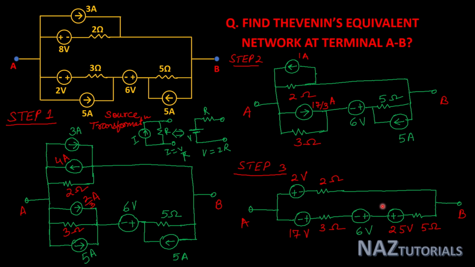This is 6 volt. And this current source in parallel with resistance, its voltage value is 5 into 5, 25 volt in series with 5 ohm. Now here we can see there are multiple voltage sources connected in series, so we can make the equivalent for this lower branch. Let's see.